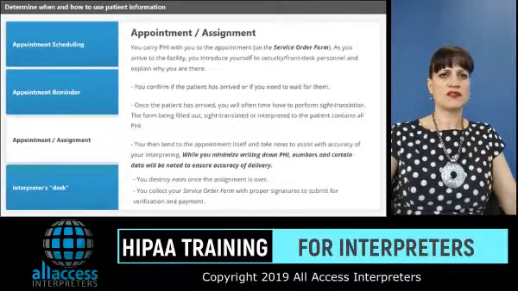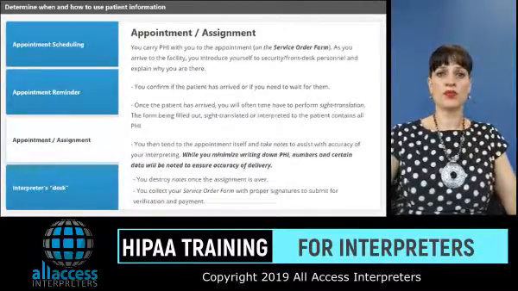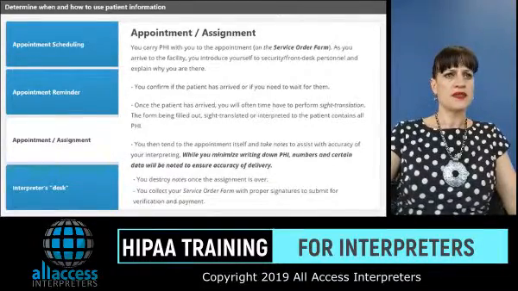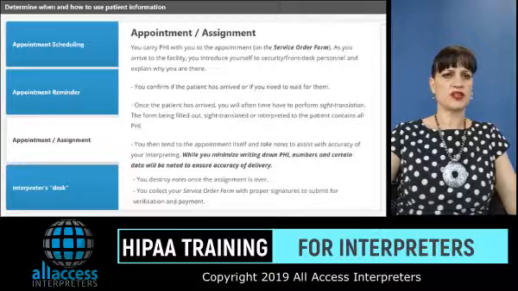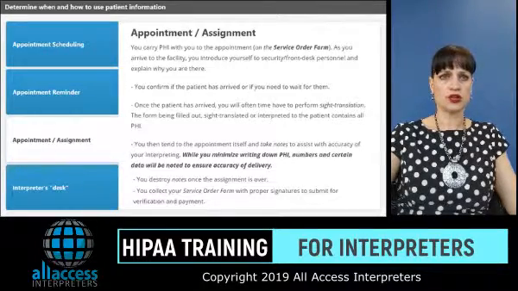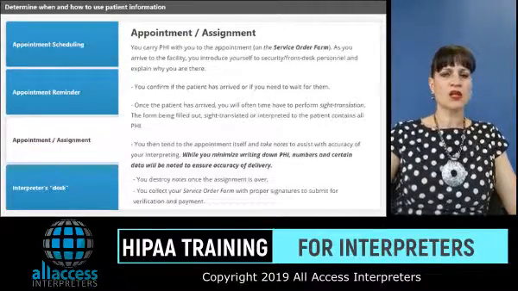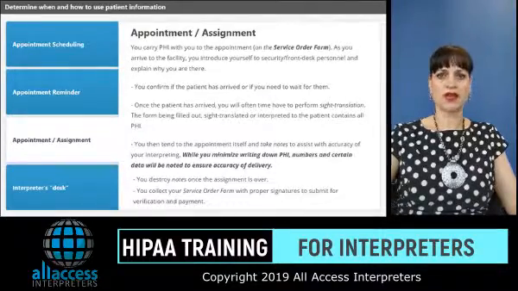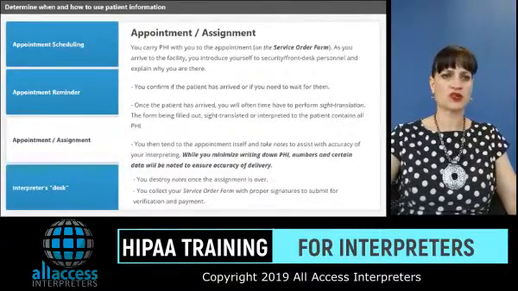Once the patient has arrived, you will often have to help them with documents, so perform site translation with them. And then you tend to the appointment itself and take notes to assist with accuracy and interpreting. And while you minimize writing down PHI on your notes, you still write down some data that could be PHI as well. Once the appointment is finished, you should always destroy your notes, preferably in front of the patient and the provider so that they see you're not walking away with the notes.